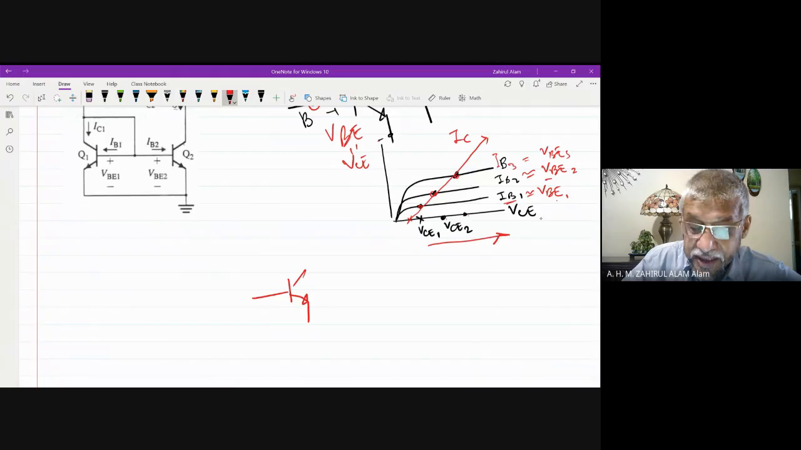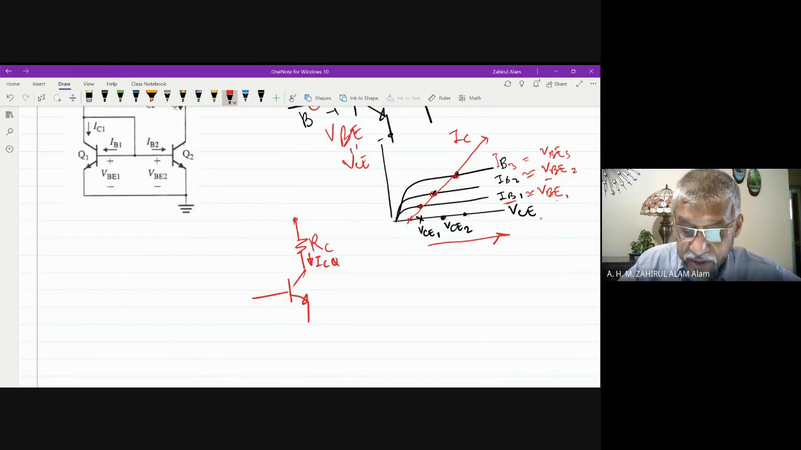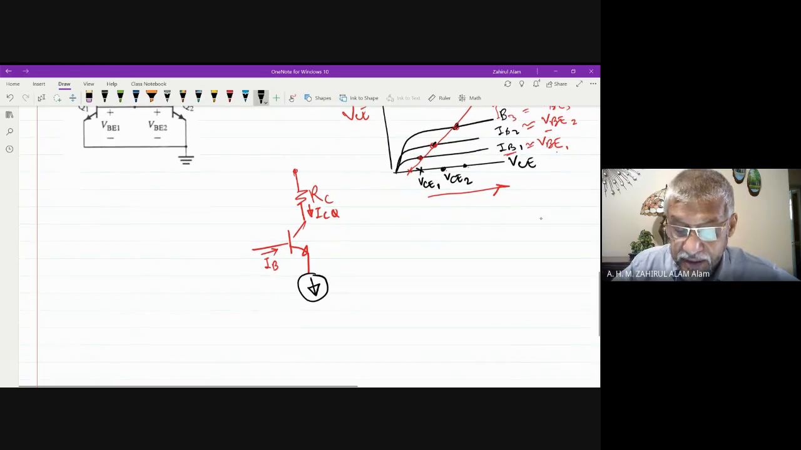Now we don't add any resistance. This is ICQ, but we don't have any resistance. So now how can we flow the current? Instead, we can introduce a current source.